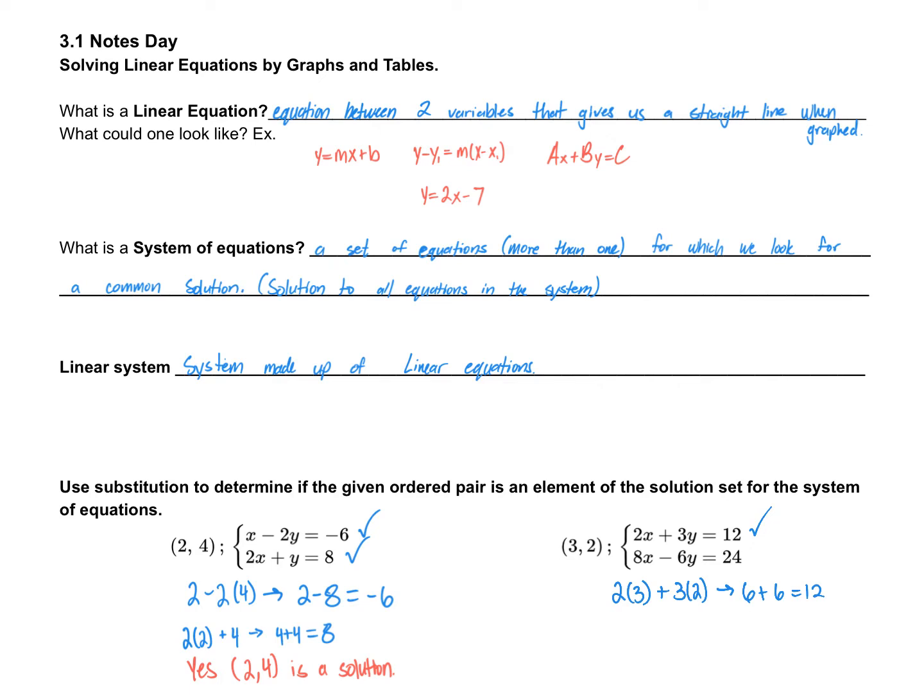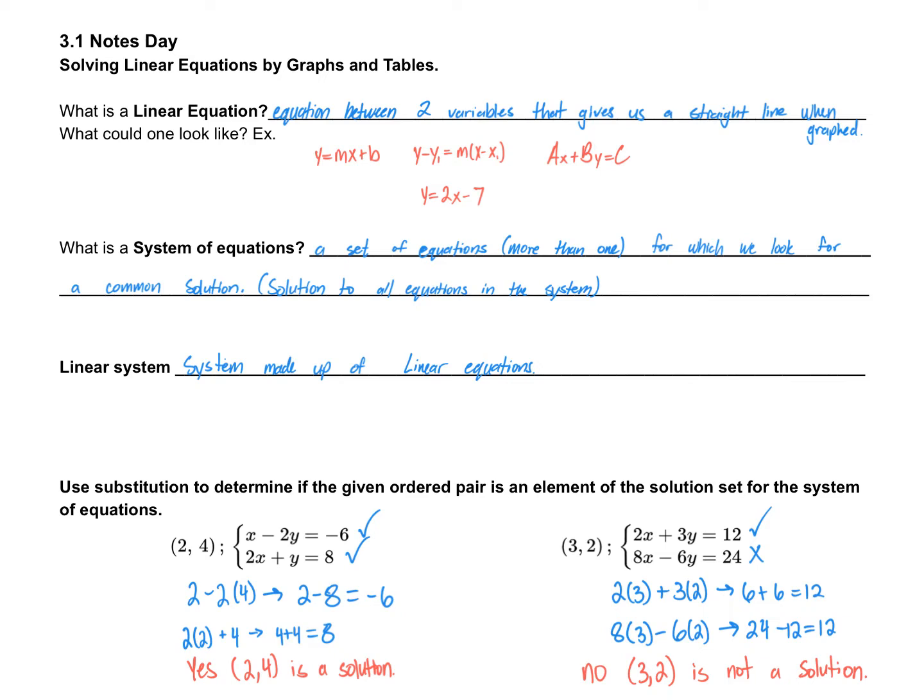Now let's check for the second line. So 8 times 3 minus 6 times 2. That gives us 24 minus 12, which is 12, which is not 24 like we said. So that means the point 3, 2 is not on the second line. So no, that point is not a solution. All right, so those two were just checking to see if those given points lie on both of those equations.